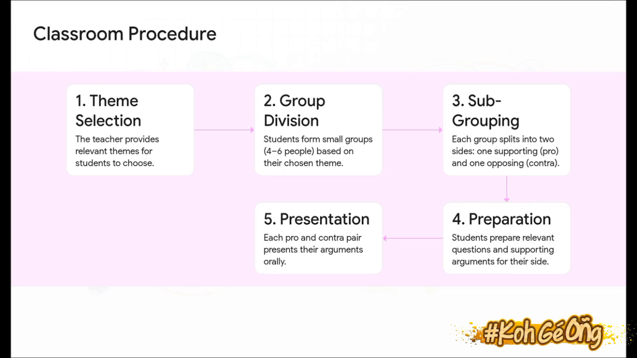This is a really deliberate process, right? It all kicks off with the teacher picking a relevant, engaging theme, something like, say, the pros and cons of online learning. Then the students get into small groups, and this part is absolutely key. They split into a pro side and a contra side. Why is this so important? Because it forces them to prep arguments and questions for a side they might not even agree with. And then finally, they present their cases. It's basically a roadmap for thinking critically in a structured way.